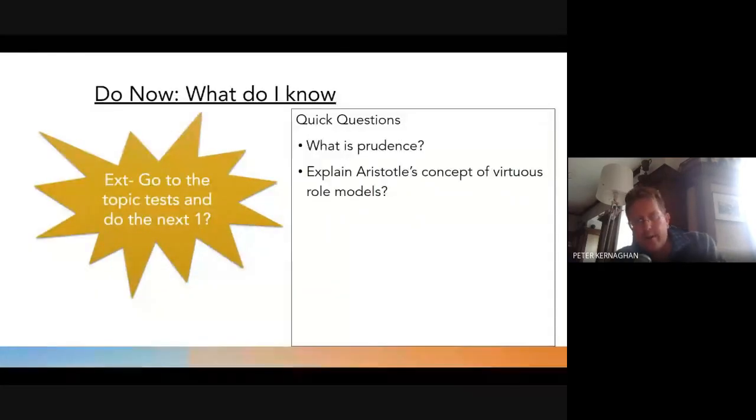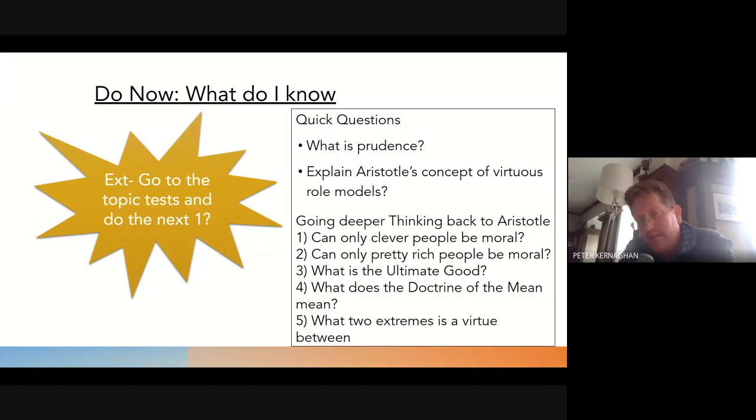So we should be able to answer questions like this. What is prudence? Prudence is phronesis or practical wisdom. Aristotle's concept of virtuous role models. Well, we learned that being an inspiration, an exemplar, is very important for Aristotle. We learn through role models and so on. We might even do some of these deeper questions that you could think about in Aristotle. Can only clever people be moral? No. But it helps if you have phronesis, if you have prudence, which is a sort of intellectual virtue. Can only rich people be moral? No.